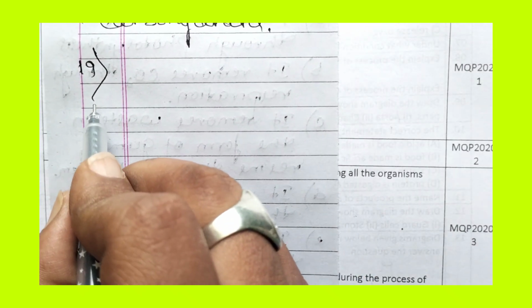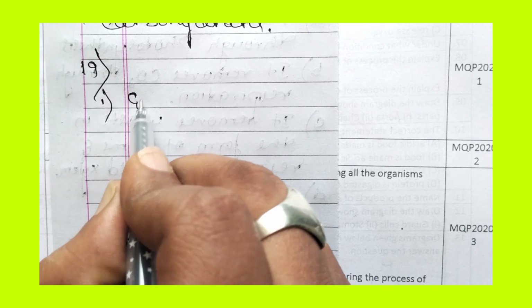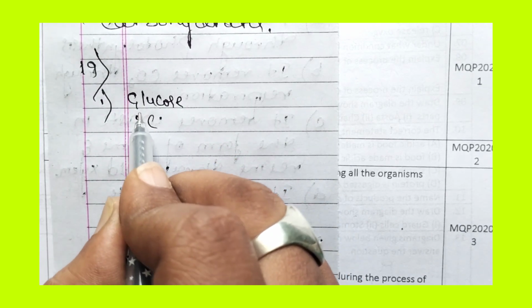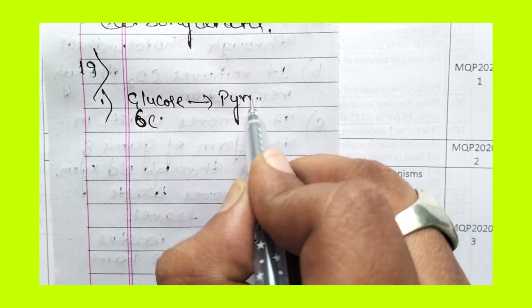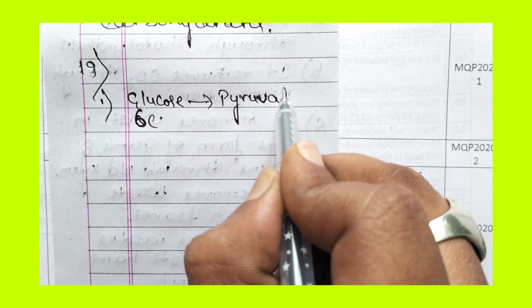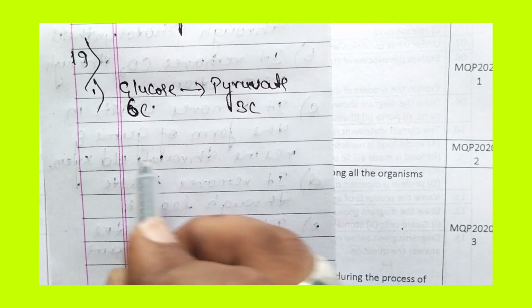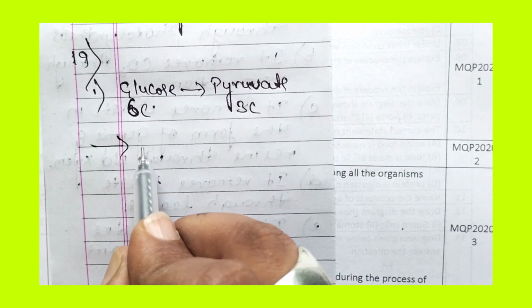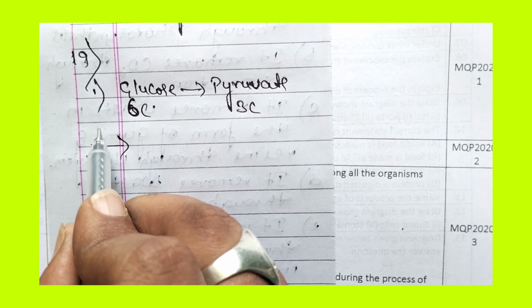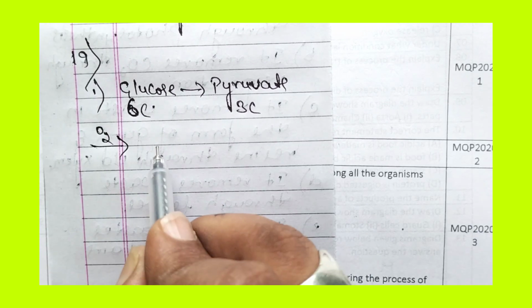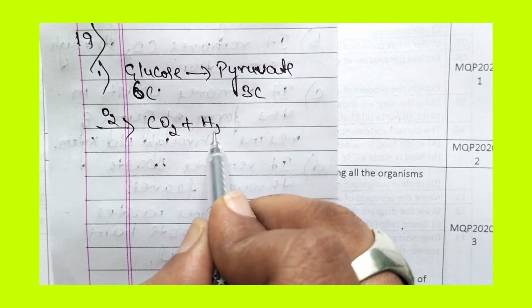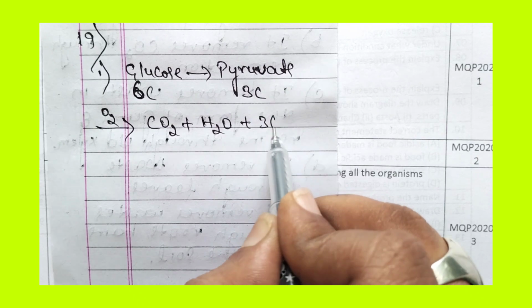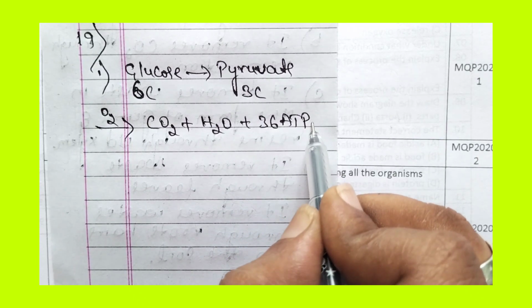So first question, let us answer. Glucose, which is a 6 carbon molecule, is converted into pyruvate, which is a 3 carbon molecule. This pyruvate, in presence of oxygen, is converted into carbon dioxide, water, and releases 36 ATP of energy.